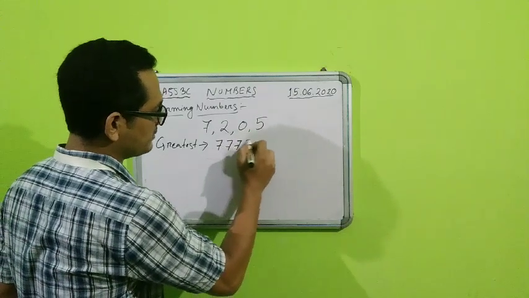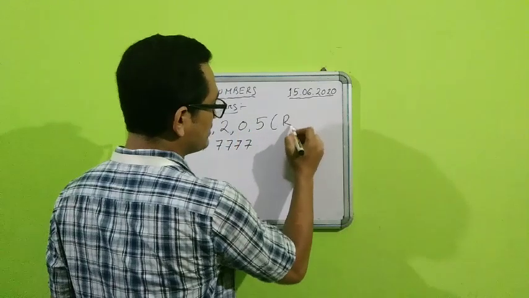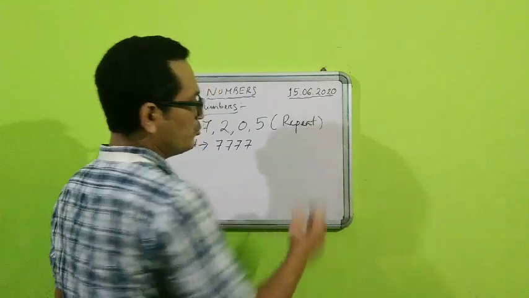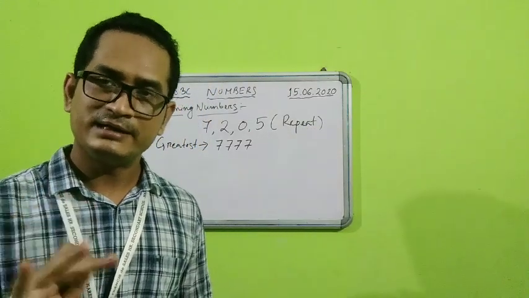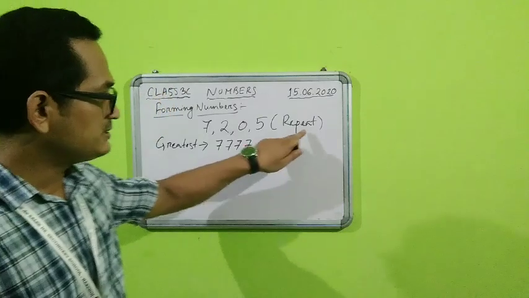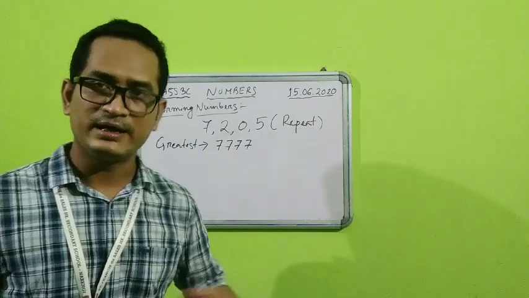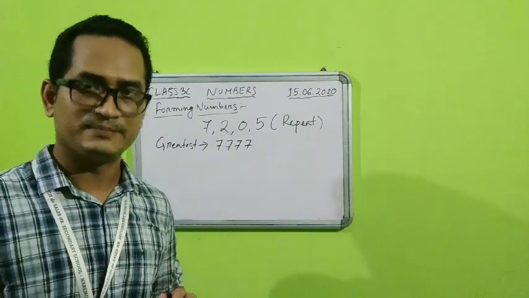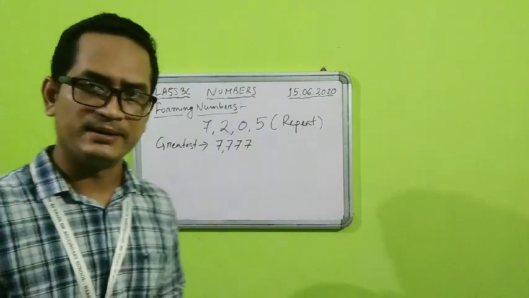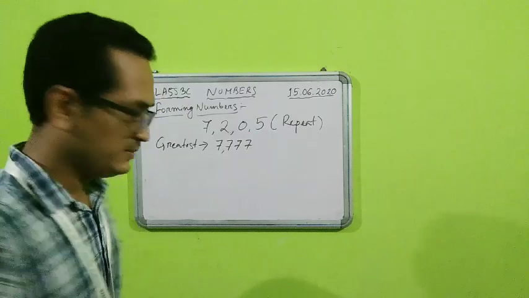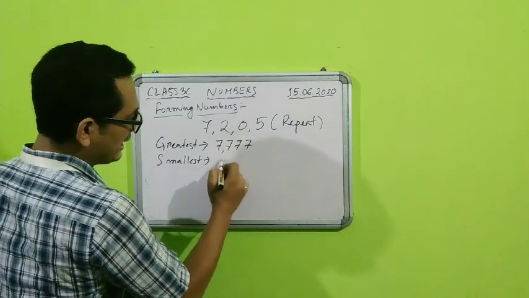So that means I can repeat 7 4 times. That means here the question was we can repeat the digit as many times as we want, but I need a 4-digit greatest number. So whenever this repeat is used, then I can repeat the digit as many times as we can, if it says so in the question. Fine. So the number will become 7777 if the repetition is allowed. Now the smallest number, if I have to form, can I write 0000?